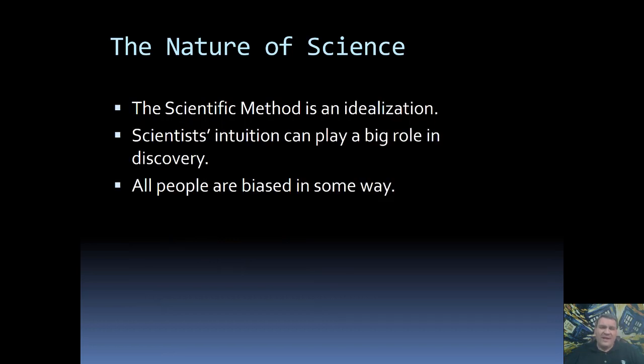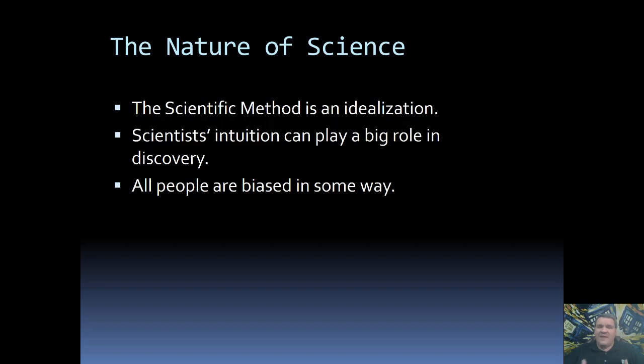Now, some things that I want to point out. It is often taught that the scientific method is exactly the way that you do science. That is not true. Science actually goes in very different ways. This is the idealization, meaning this is the general flow of how science works. Some examples of how science does not progress through the scientific method is scientists. Scientists are people, and therefore they have all of the benefits and flaws that people do. Scientists' intuition can actually help play a large role in discovery.